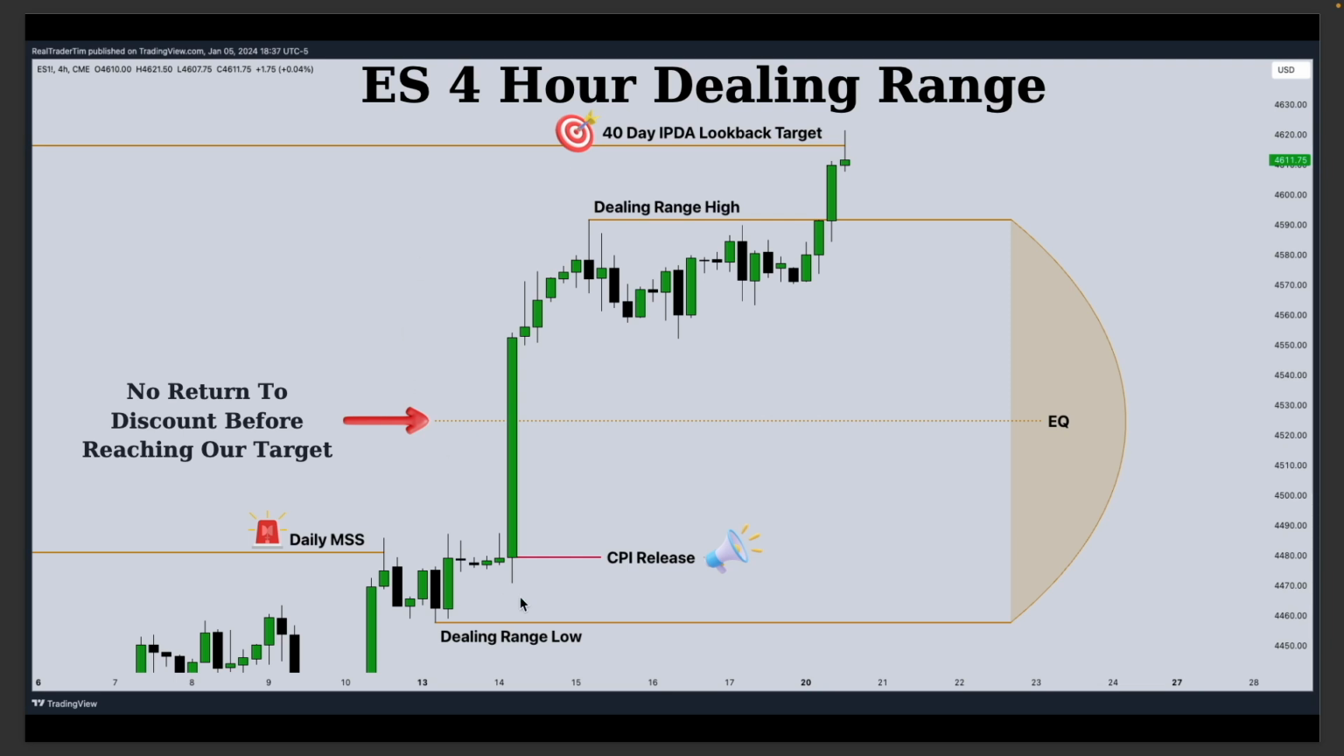But still, we're looking at the 4-hour chart and price is extremely strong. So we have the CPI release here, right? Which sends us bananas to the upside. And then we consolidate and we deliver to this 40-day IPTA look-back target. But just like the weekly and the daily charts, why didn't we return to a discount of this dealing range? Why didn't we return to this large fair value gap here? We just need to continue to investigate and see what is occurring on the 1-hour chart.